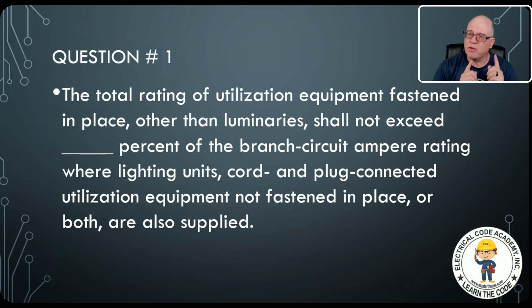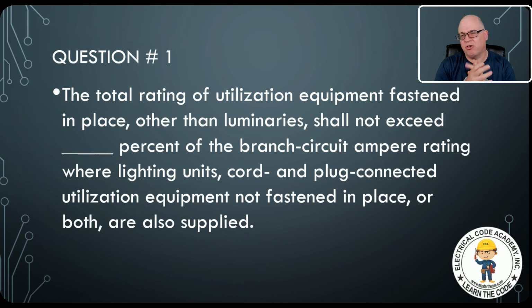So you have utilization equipment that is fastened in place, means the equipment is fastened down, but it's on a branch circuit that is also supplying potential lighting units or also supplying other types of utilization equipment that is not fastened in place. Right? So if that condition exists, I could supply the lighting units or the cord and plug connected utilization equipment that's not fastened in place on that branch circuit that is supplying utilization equipment that is fastened in place, or I could have both the lighting and utilization equipment that's not fastened in place sharing that circuit with the utilization equipment that is fastened in place.